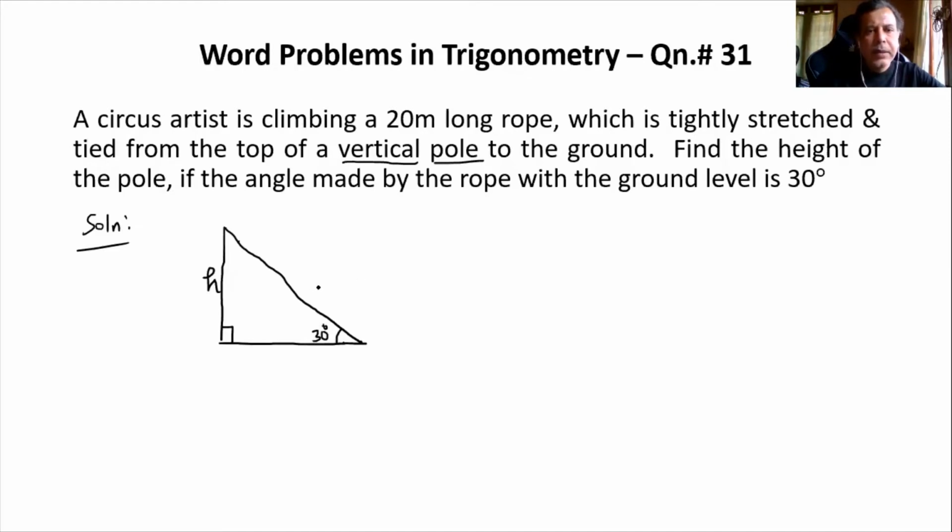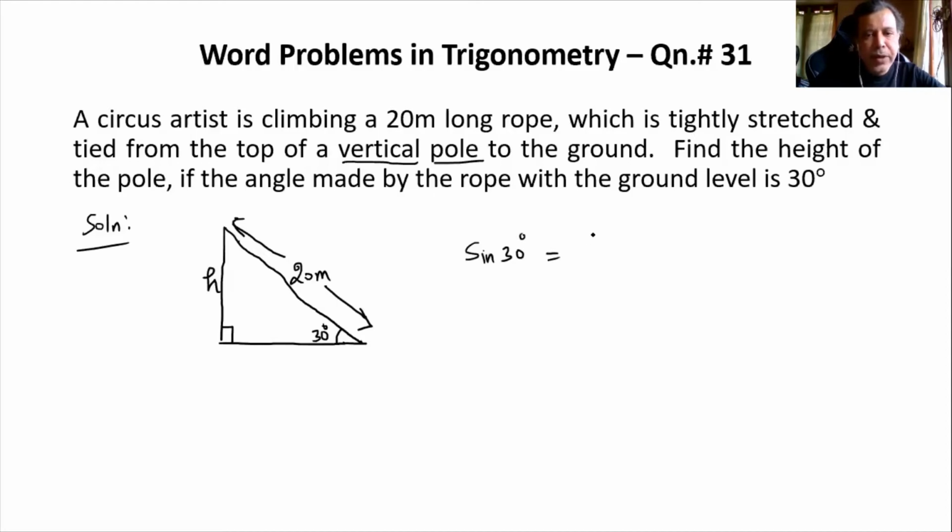And then the rope, this is basically the rope. This line is basically the rope. And this is given as 20 meters. Okay. So what is it that we are supposed to find? We are supposed to find the height. See, we are supposed to find opposite to this 30 degrees, and what is available is hypotenuse. So opposite by hypotenuse is nothing but sine. So I will have to find out what is sine 30 degrees.